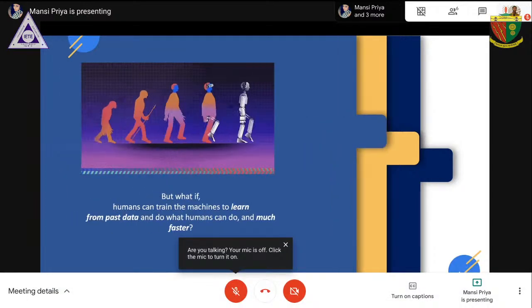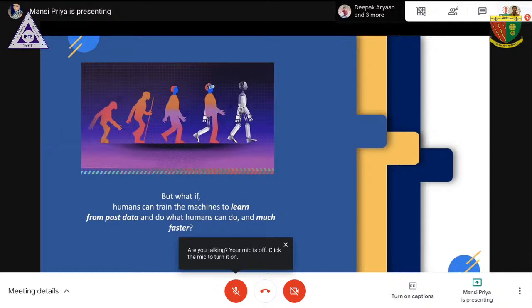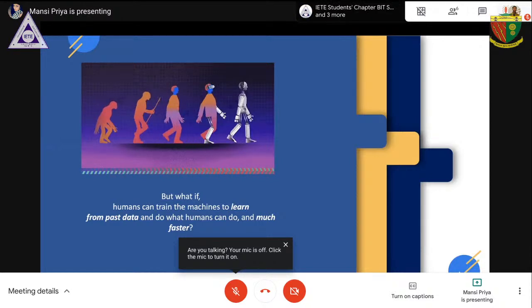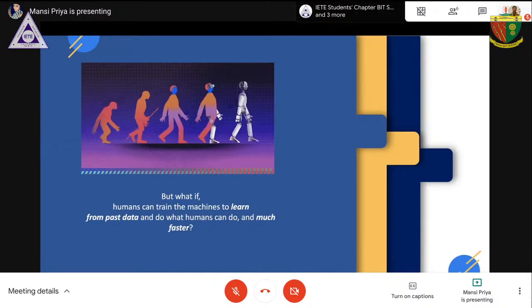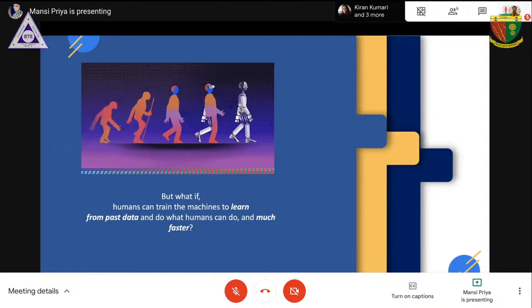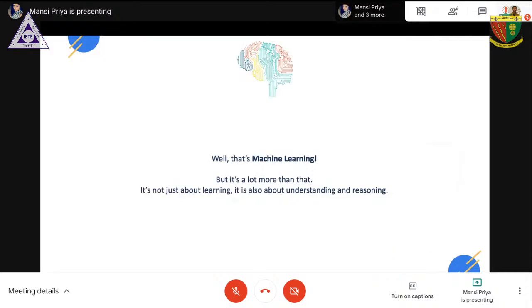We can train machines so that they can learn from past data, just like us. They can learn from our experiences or their own experiences, and they can do things that we do in a much better and faster manner. So actually that is machine learning. But it's not simply that, it is also about understanding and reasoning.